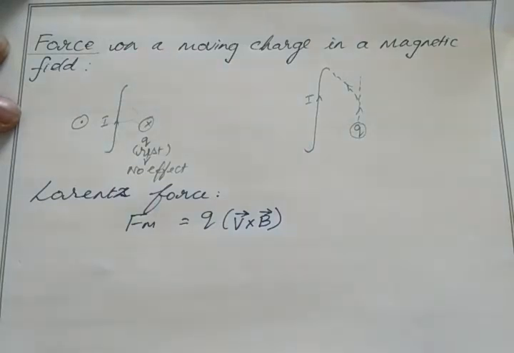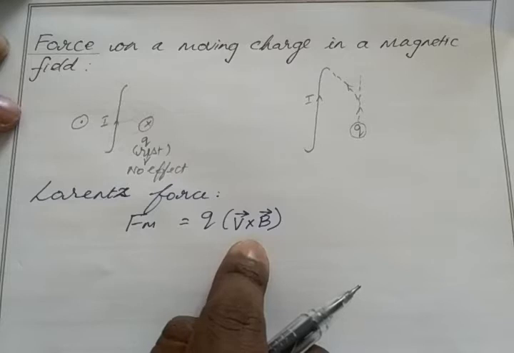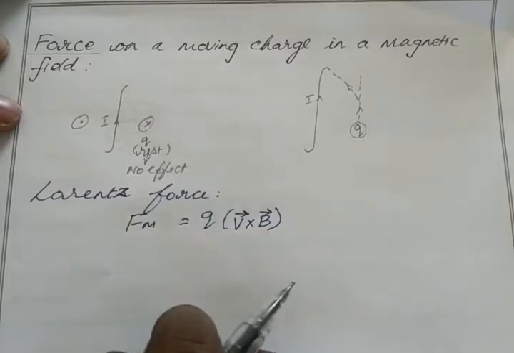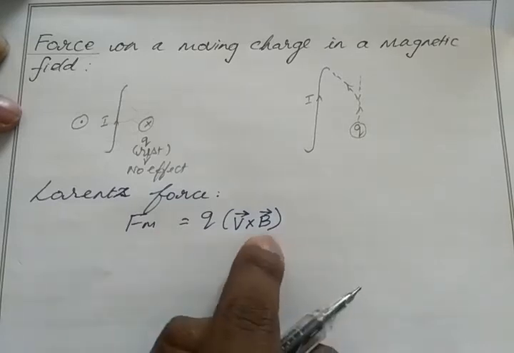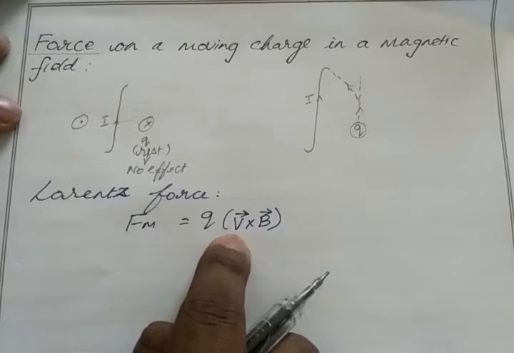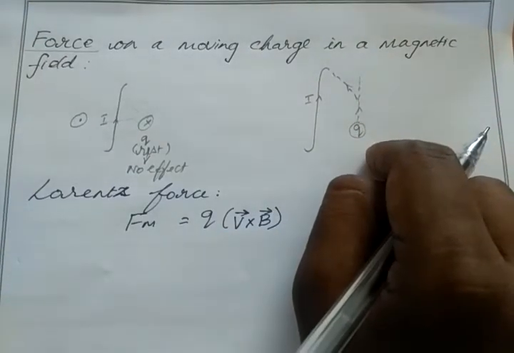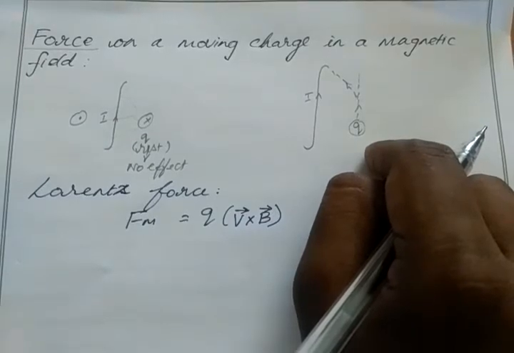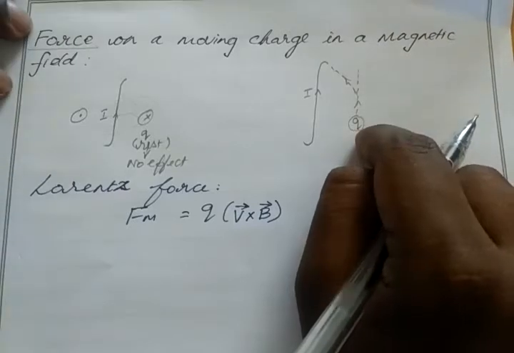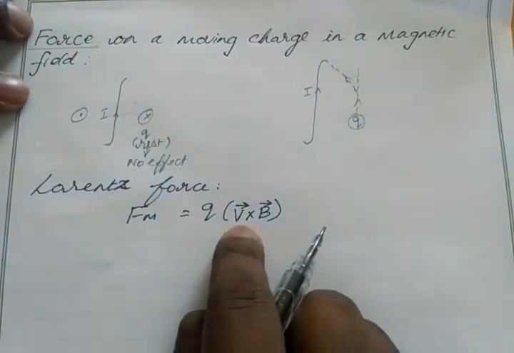In the first chapter, we studied electric force F equal to Q into E. But here we have Q into B along with velocity. B means magnetic field. Why do we get velocity here? Because our charge starts to move, it is a moving charge. A moving charge definitely has some velocity, say 10 meter per second or 1 meter per second. That's why we add velocity in this formula.